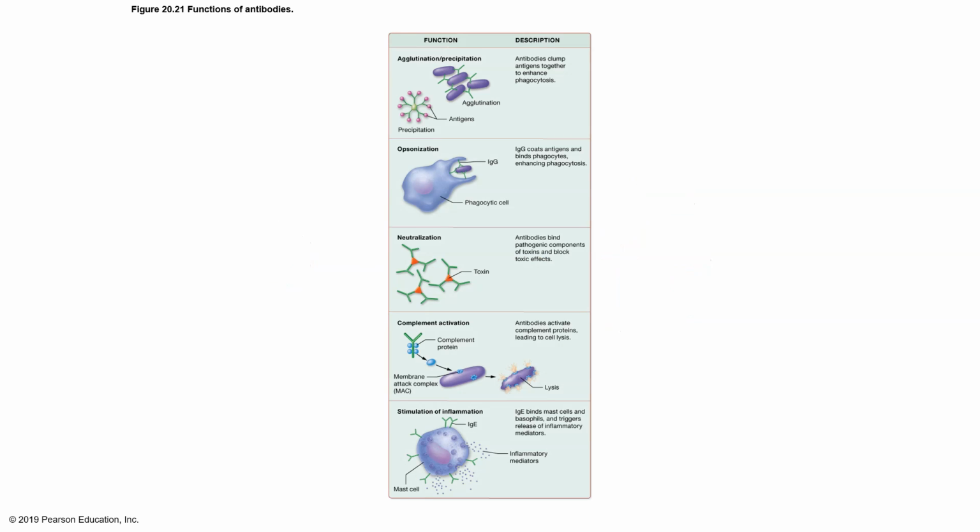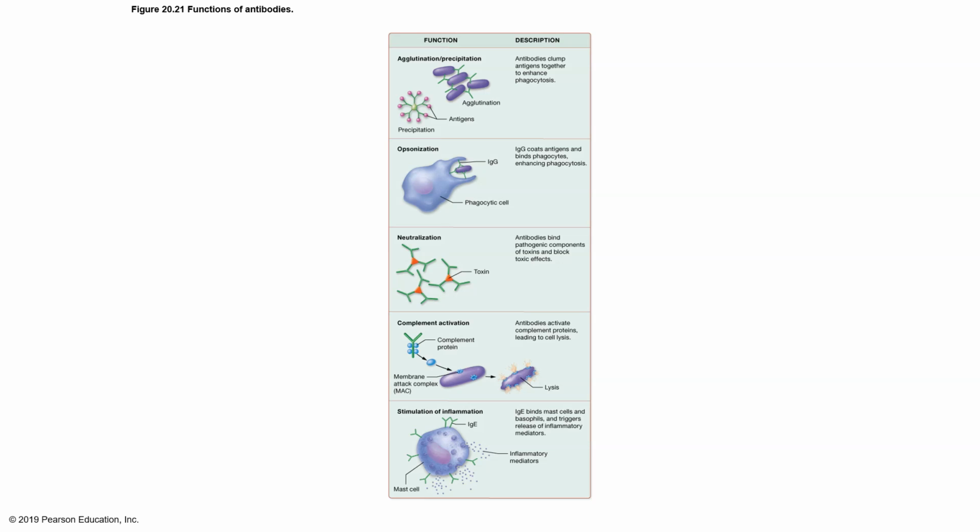Remember, these are the functions of your antibodies. Agglutination, where the antibodies clump the antigens together and enhance the phagocytosis of the antigens. Precipitation, you bring the antigens out of solution, they precipitate, and that makes them more easily identified by the phagocytes. Opsonization is where the microbe or antigen is coated. So IgG will coat the antigens on the microbe, and then it binds to the phagocytes, and that enhances phagocytosis.